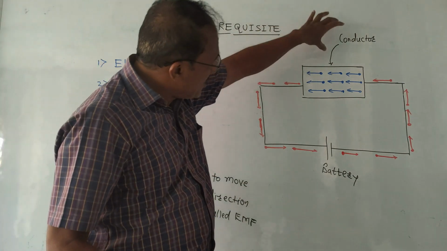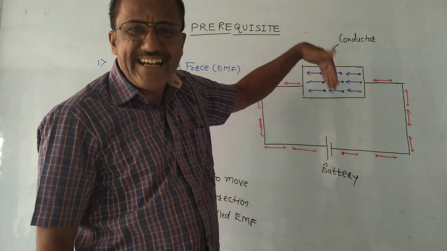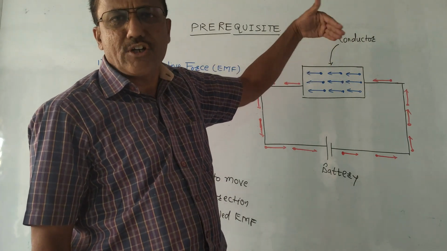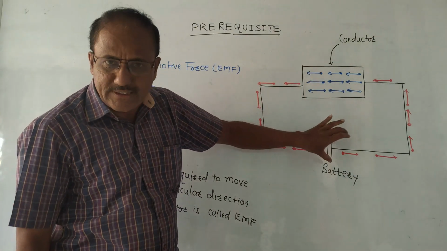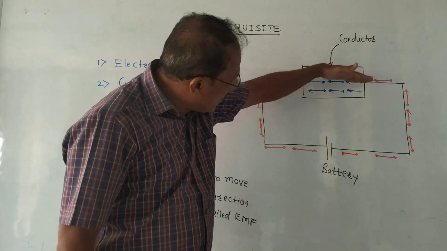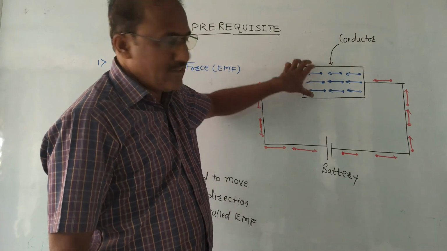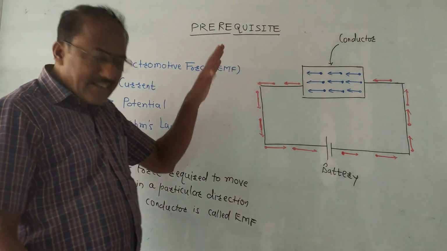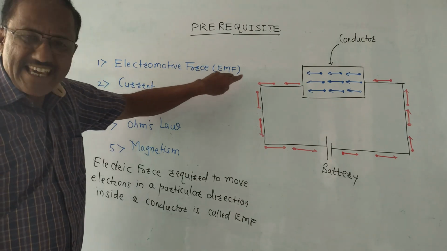As I said, initially inside the conductor there are many electrons, but they are randomly oriented. Direction is not fixed. If you apply a battery, the battery acts as a source, and due to its application, all these electrons inside the conductor will be along one particular direction. This is related to the concept of electromotive force, that is EMF.